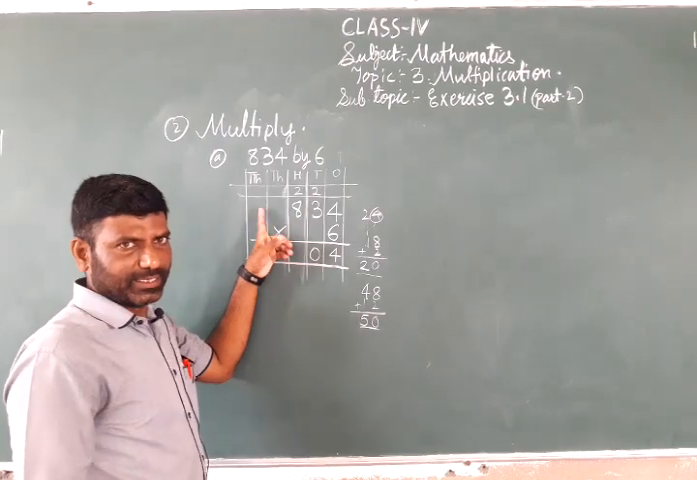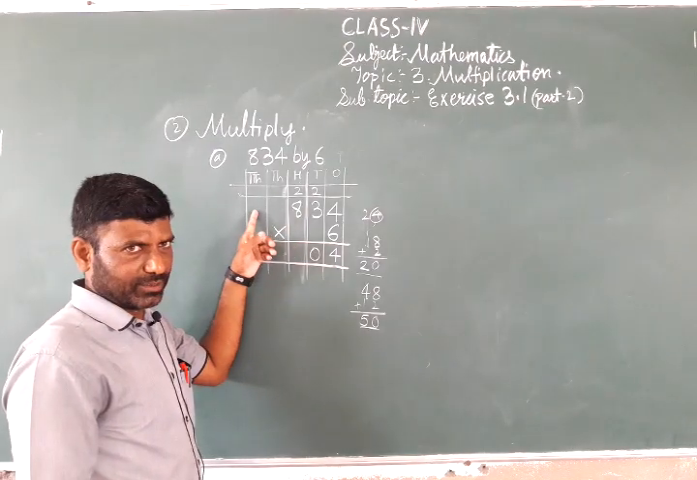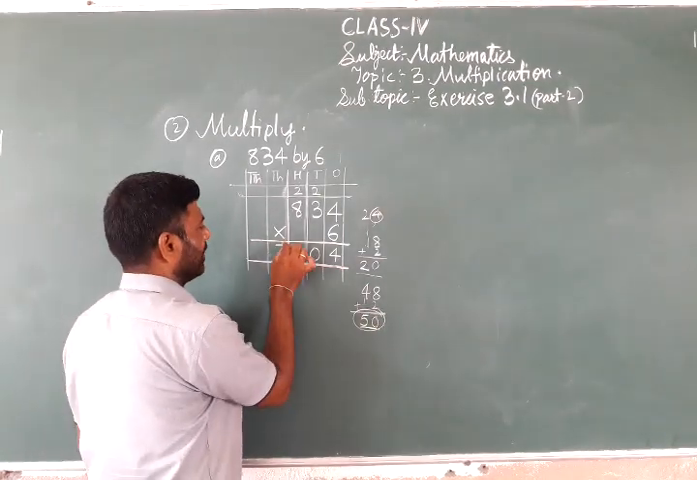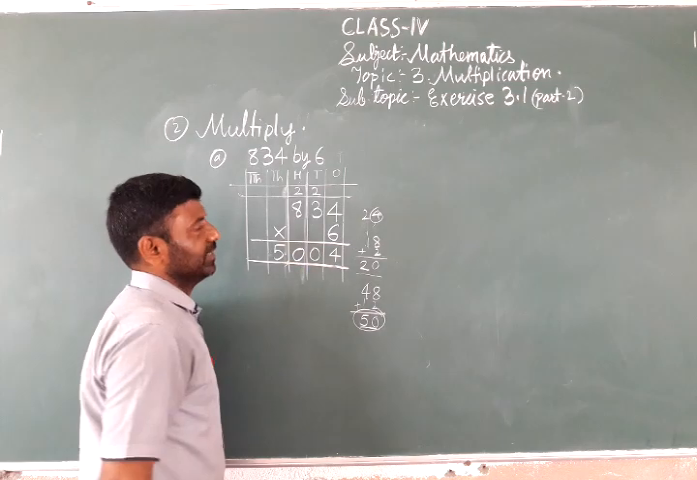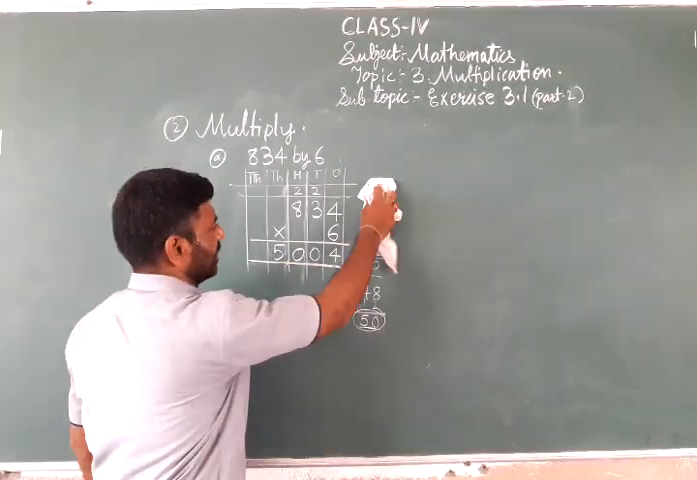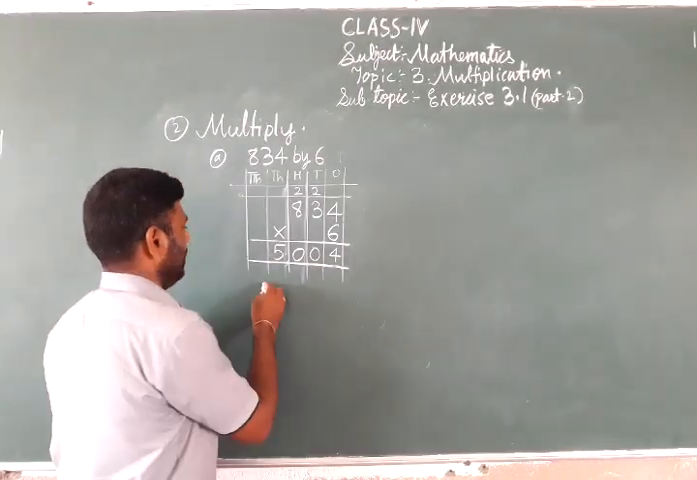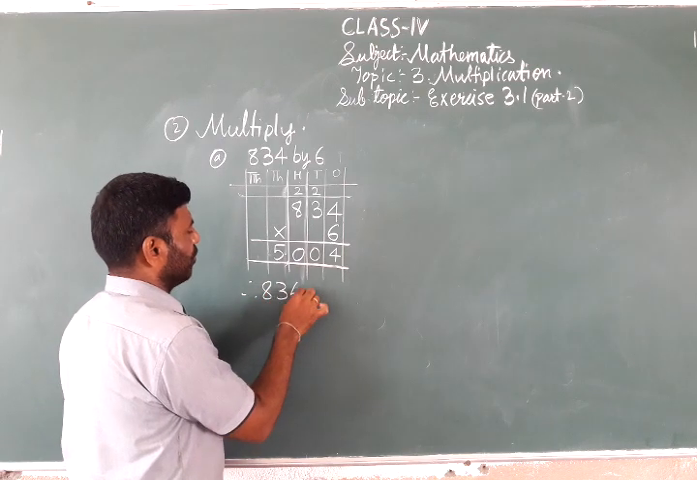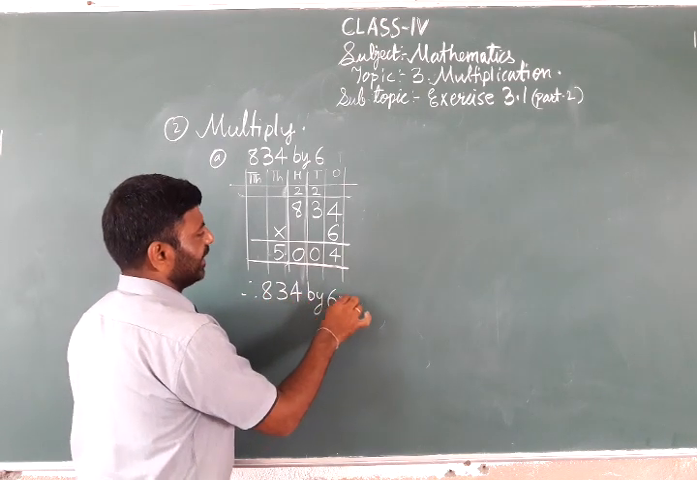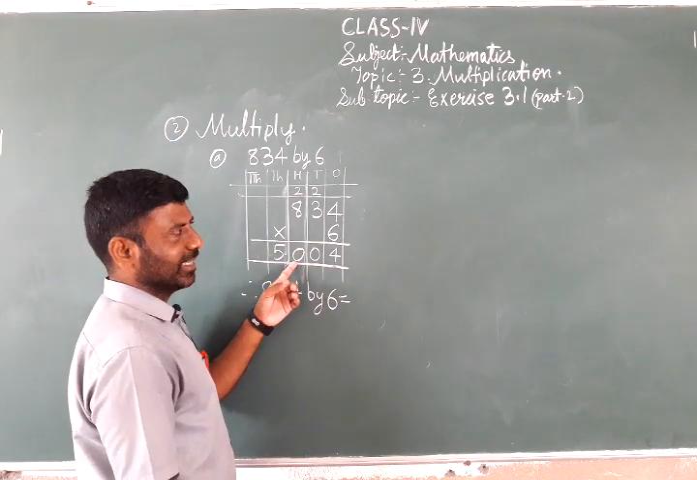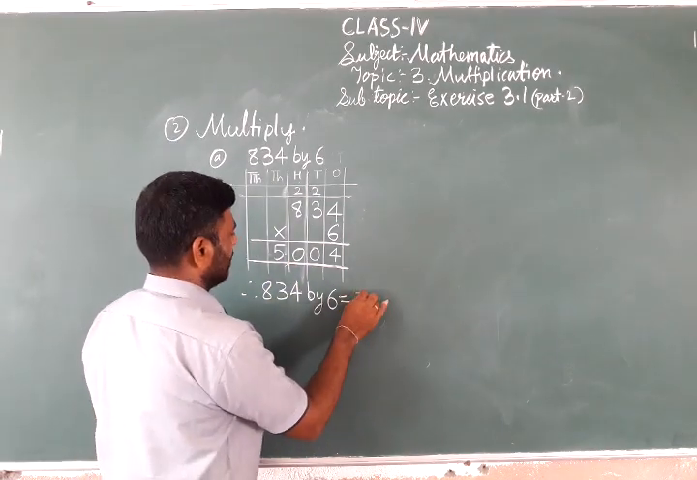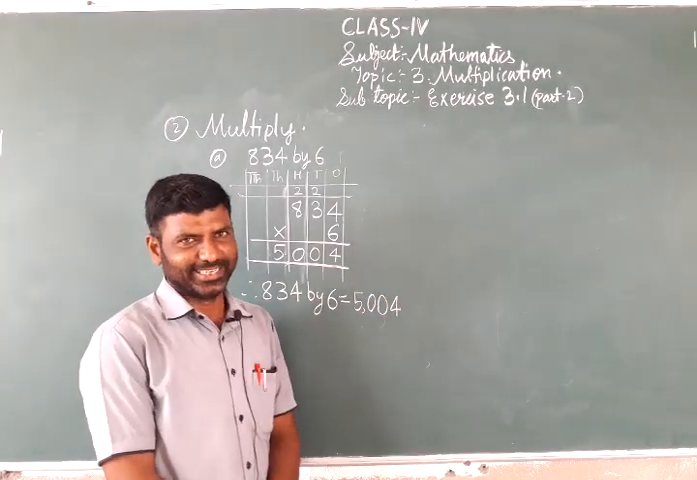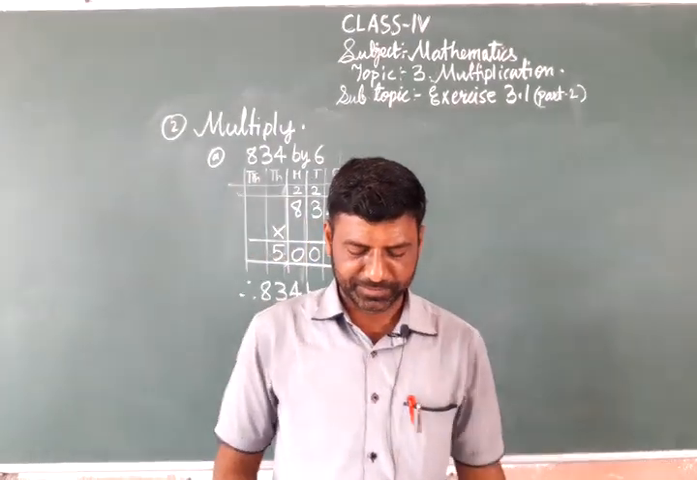Again, are there any digits here? In the thousands place, ten thousands place, no. So this last whole 50 you have to write here. Now, what is the answer? So the final answer you have to write like this. Therefore, 3 dots means therefore, 834 by 6 is equal to 5004. Understand? Now let's see next, B.